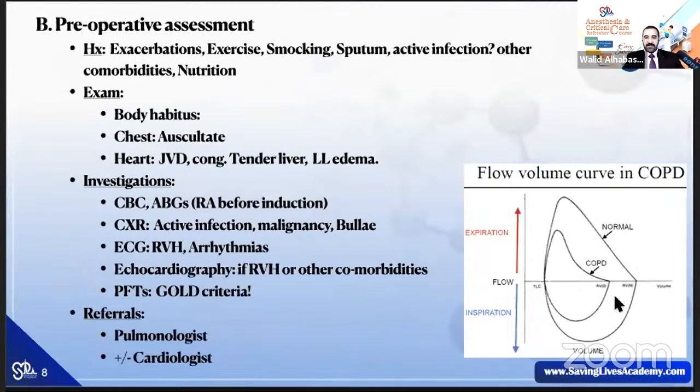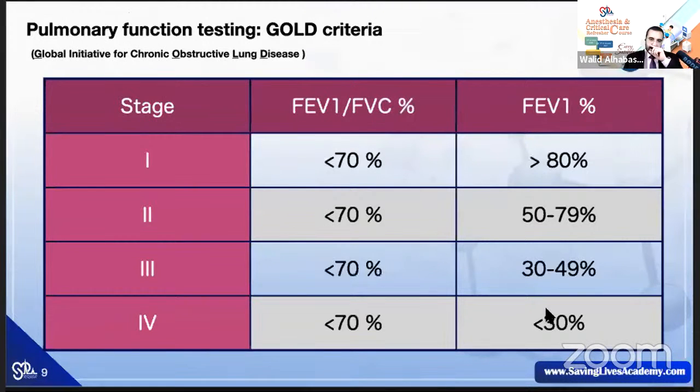But if you have this flow pattern and you feel that there is a reversible element in this patient, and there is always a reversible element, you can look at the post-bronchodilator flow volume curve appearance, and you can refer that to the pulmonologist. And if there is any suspicion about cor pulmonale and heart failure, you can refer him again to the cardiologist as well.